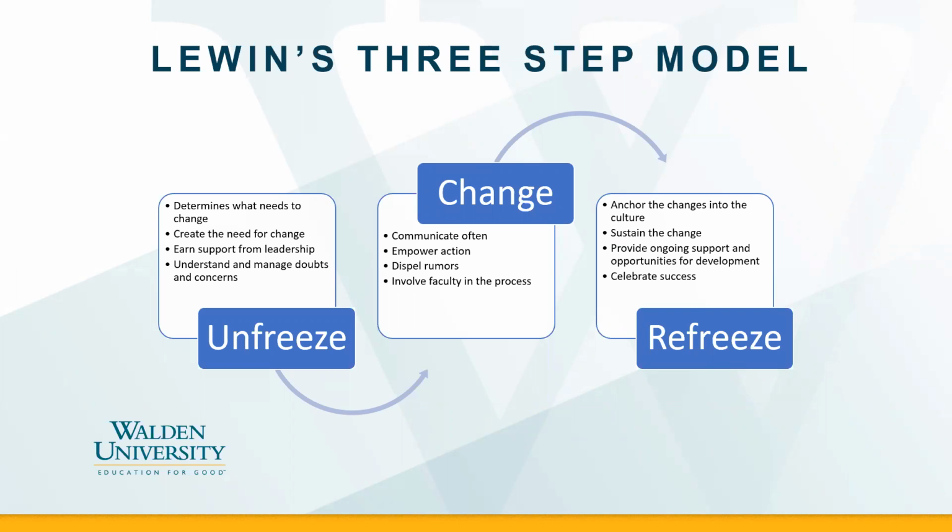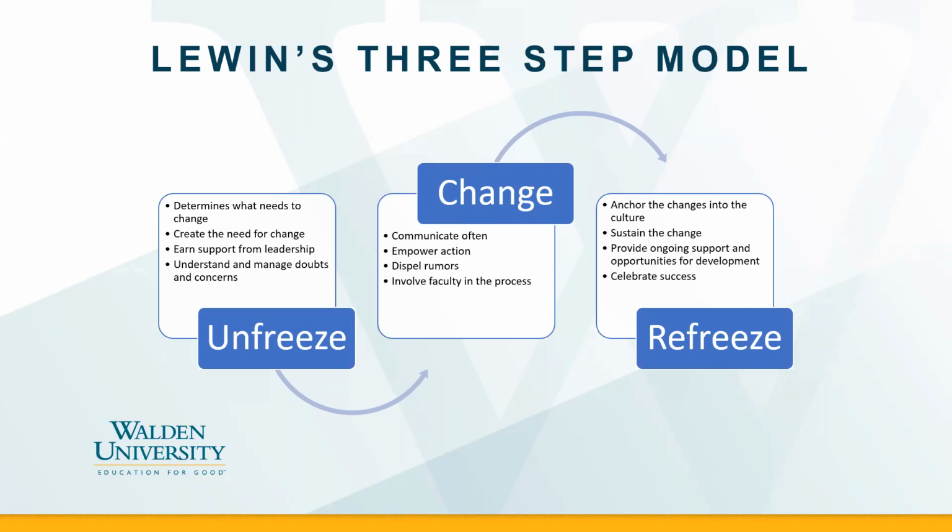We then must earn the support from our leadership. So here at Walden, that would either be our coordinators, our program directors, deans, all the way up to our chief academic officer and our university president. And then we have to understand and manage the doubts and concerns that will come about as a result of the change. And that's not only with our faculty body and our leadership, but also with our students.